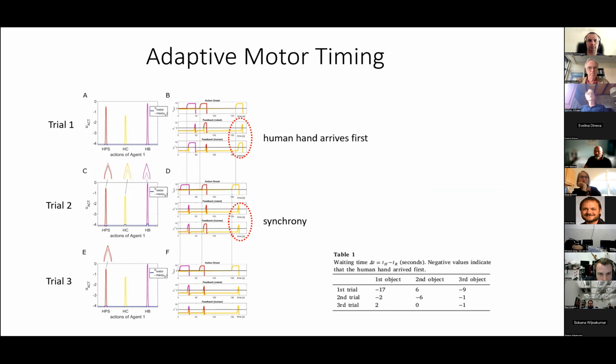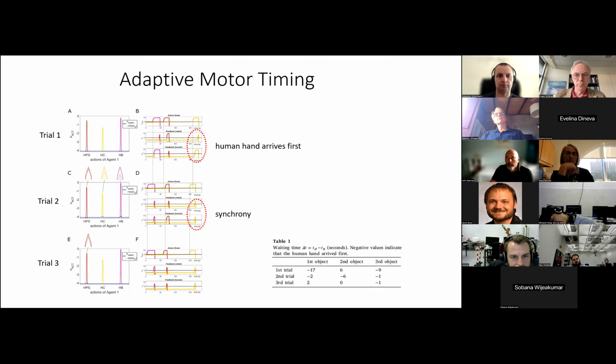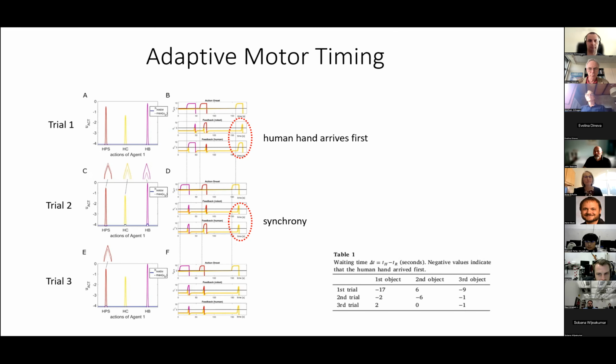Actually, the robot, if you show this line here, starts the movement a little bit earlier, and this leads to a perfect synchrony of the arrival times at the exchange position. So in only 3 trials, we have adjusted all 3 handovers. They now all occur in synchrony. Here in table 1, you see the change in 3 trials.